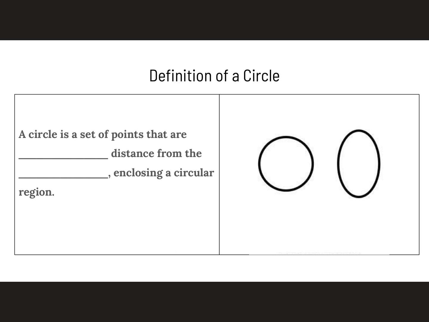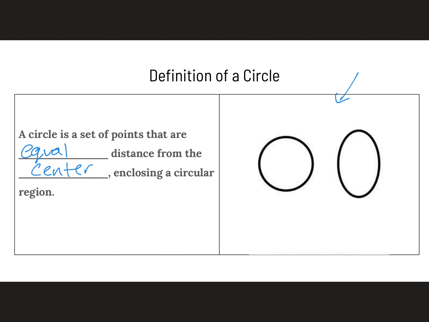All right, so over here on the right, we have two different shapes. One of them is a circle and one of them is not. Our definition of a circle is a set of points that are equal distance from the center of an enclosed circular region.